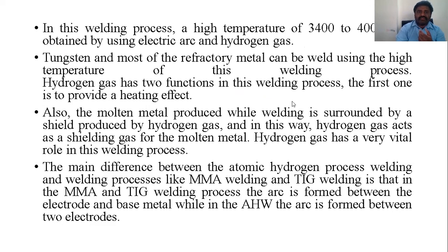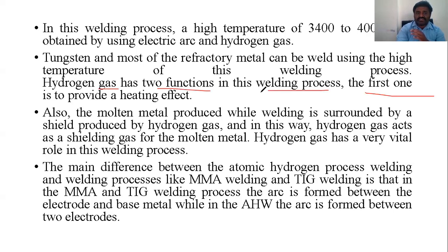In this welding process, we can maintain a temperature of 3300 degrees, and it ranges from 3400 to 4000 by using the electrical arc and the hydrogen gas. In the same manner, tungsten and most refractory metals can be welded using the high temperature of this process. The hydrogen gas has two functions in the welding process.